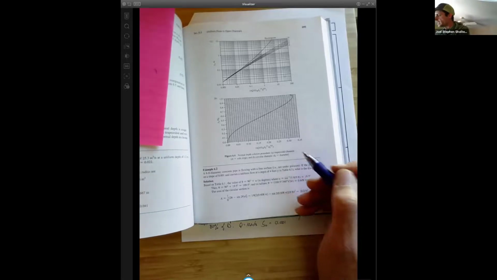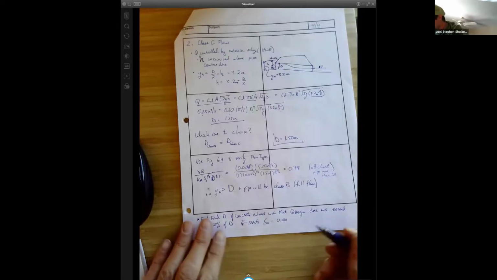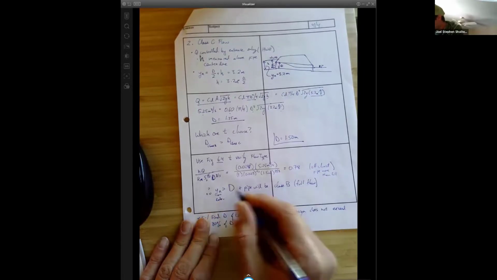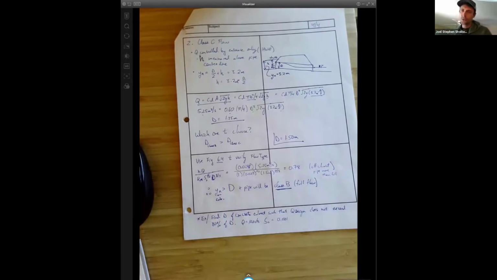And so even if we had a bigger diameter, of like 2 meters or 3 meters, maybe at some point we would have the pipe that wouldn't be full. So what this tells us is that our normal depth in the culvert is greater than the diameter, and that means we'll have class B or full flow throughout the pipe. That was just a little check we can do to verify what the flow conditions are.